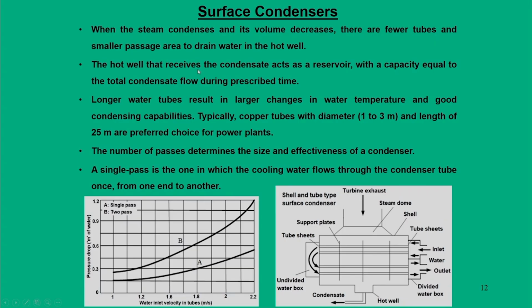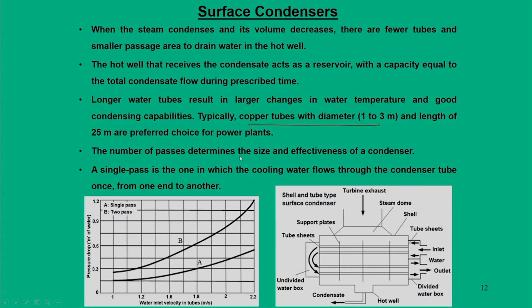And for these surface condensers, normally copper tubes with a diameter of 1 to 3 millimeter are used, and a length of 1 to 3 meter is used, and their length is typically 25 meter, which is preferred for large scale power plants.